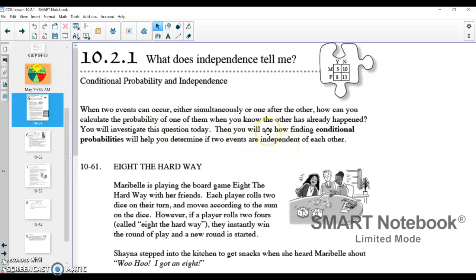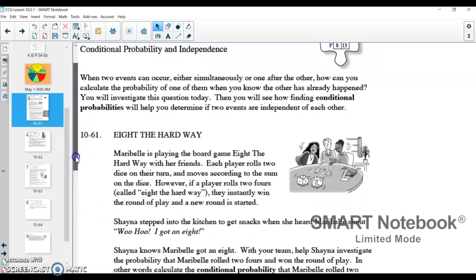So the idea really behind this is, what if we know one event already happened? Is that going to change the probability of the second event happening? And we're going to see if those two are independent of one another.